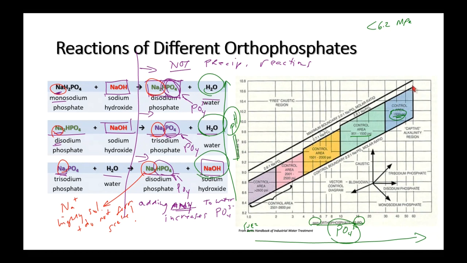So let's say that I'm operating at less than 6.2 megapascals, sort of like our lab boilers, which all operate at less than 6.2. I have a control range, and that control range says, let's go right up here first of all. On the pH scale, that's about 10.7 as the pH of the water. And as for the phosphate, we've got about 60 parts per million there.